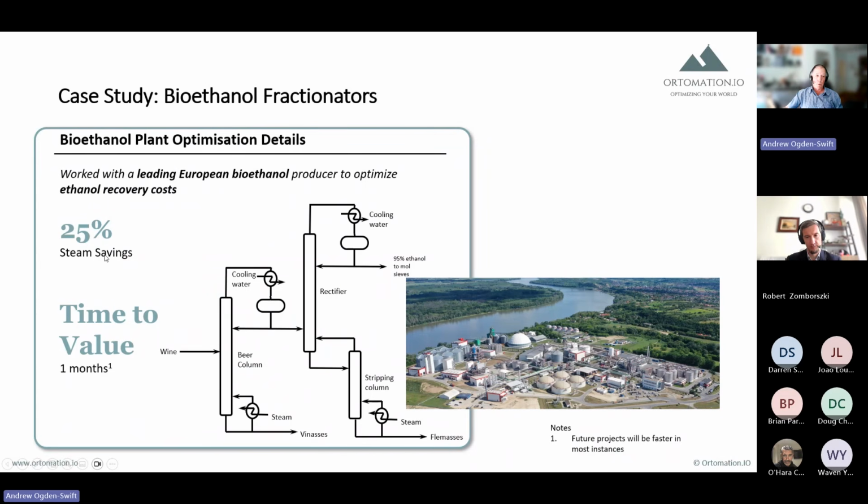So again, we installed this, adjusting the steam flows, and over the initial period of the project, there was a 25% reduction in steam use. And again, the time from getting the go-ahead from the customer, to understanding the operation, designing the optimizer, installing the software, training everyone, and getting it working was roughly a month. And again, we think if we had another project like this, we'd get that done in less than that time.